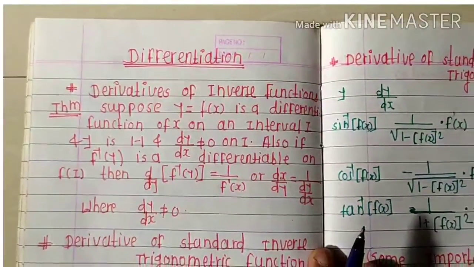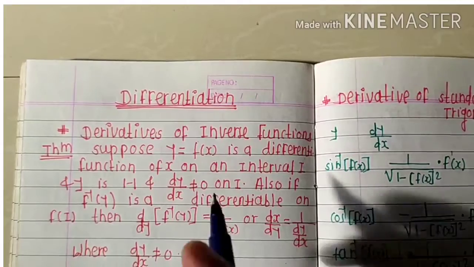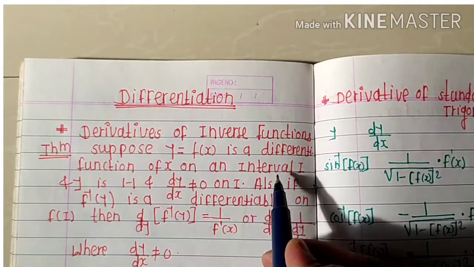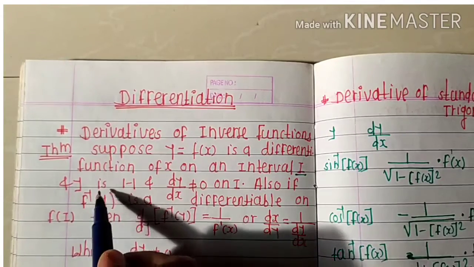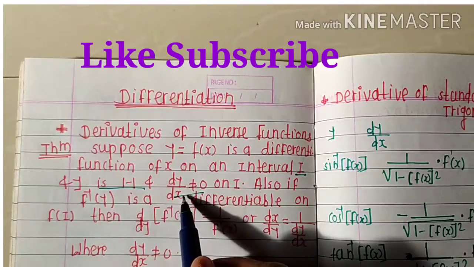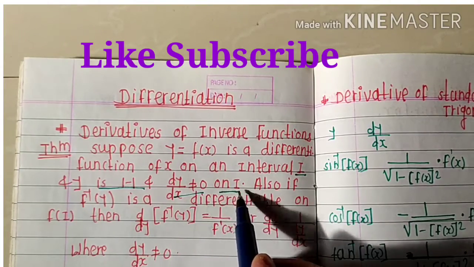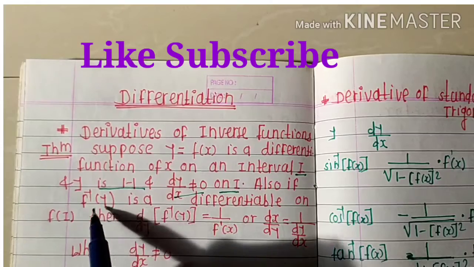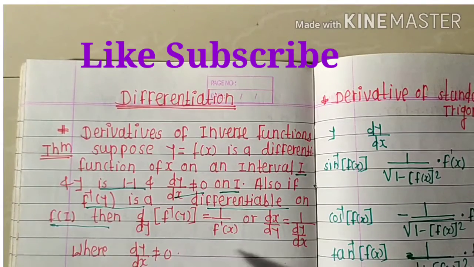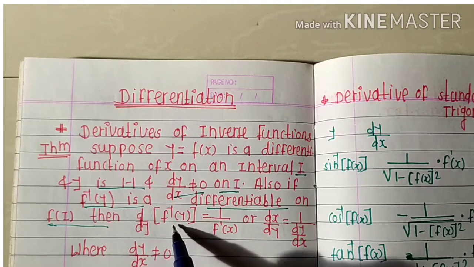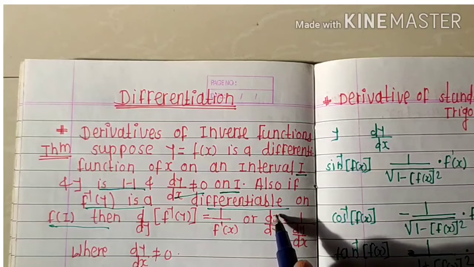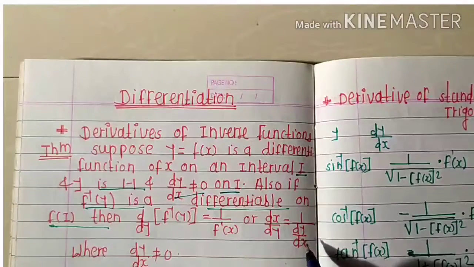The derivative of the inverse function is this. Suppose y is equal to f of x is a differentiable function of x on an interval I, and if dy by dx, that is the derivative of y with respect to x, is not equal to 0 on the same interval. Also, if f inverse of y is differentiable on this interval, then the derivative of f inverse of y is equal to 1 upon f dash of x, or the derivative of x with respect to y is 1 upon dy by dx.